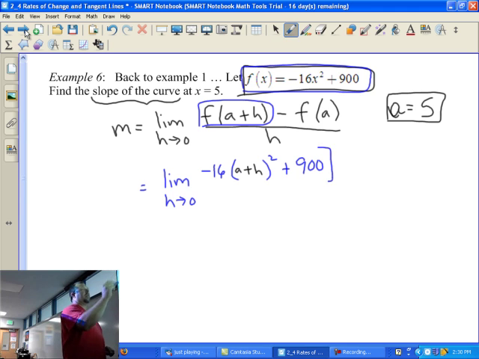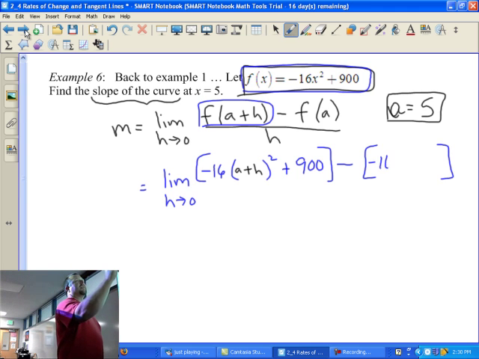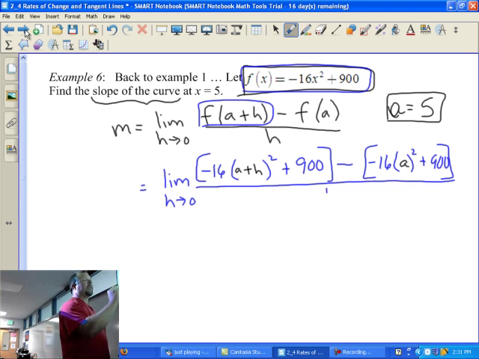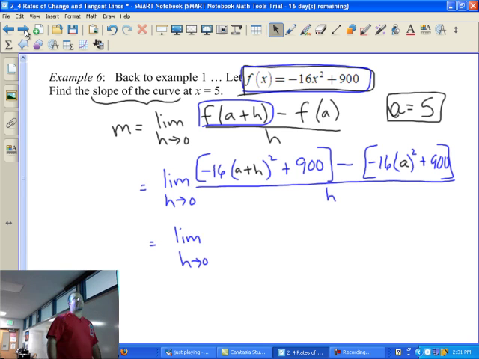Now, that is all the first part, f of a plus h. We are subtracting f of a. Well, what is f of a? It is negative 16 times x squared plus 900, and we are only plugging in a in this case. All of this is divided by h. Now, if you're getting the idea that this is going to take a little bit of room, you're starting to get the hang of why I spent so much time making sure you understand how to plug in f of a and f of a plus h.